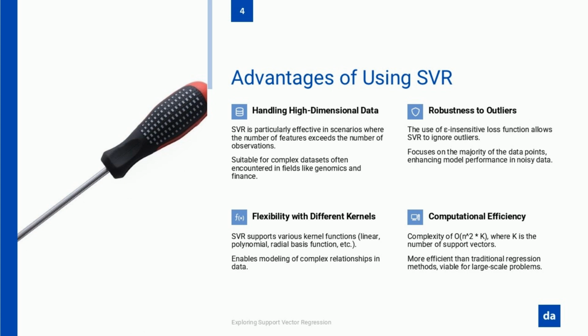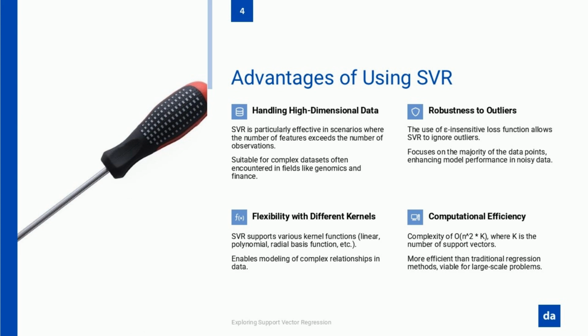One of its biggest advantages is its ability to work well with high-dimensional data. Many machine learning models struggle when there are more features than observations, but SVR can handle this effortlessly. This is why it is often used in fields like genomics, finance, and engineering, where data sets can be massive, yet meaningful patterns still need to be uncovered.